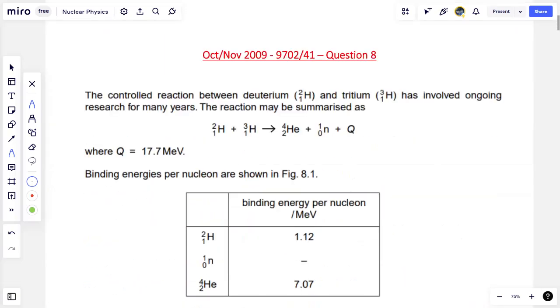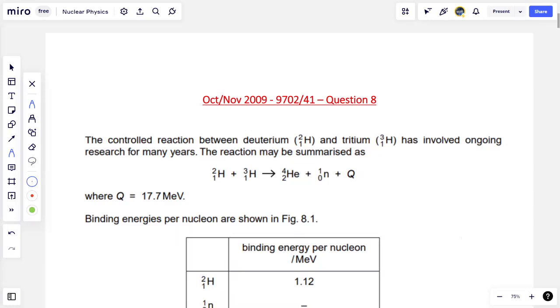So the first question we have is from November 2009. This is paper 4.1 and it's question 8. So again, you'd see that these questions are quite late on in the paper, since this topic is later on in the syllabus. So this question says the controlled reaction between deuterium, which is H2, and tritium, H3, has involved ongoing research for many years, and the reaction is given. We have deuterium and tritium undergoing a fusion reaction, this is nuclear fusion, producing helium-4 plus a neutron plus Q.